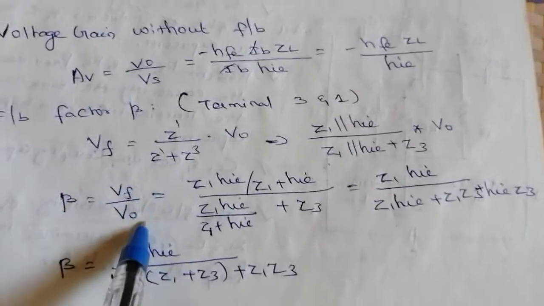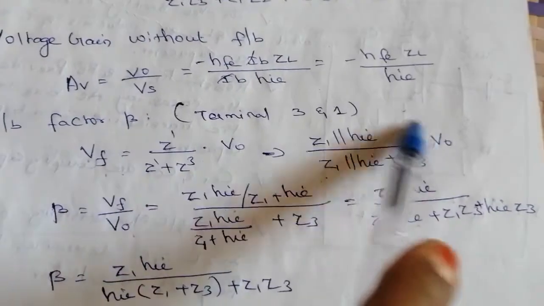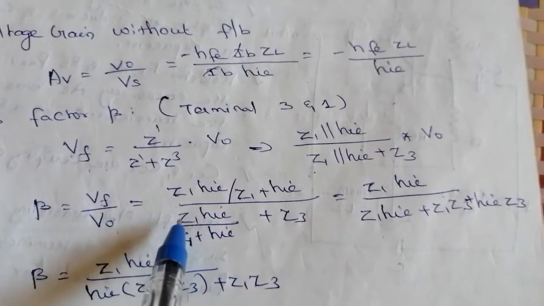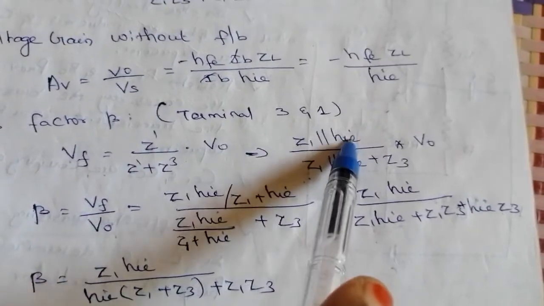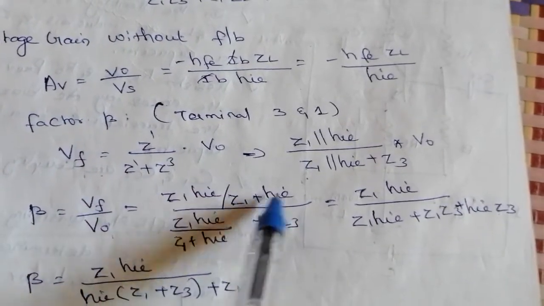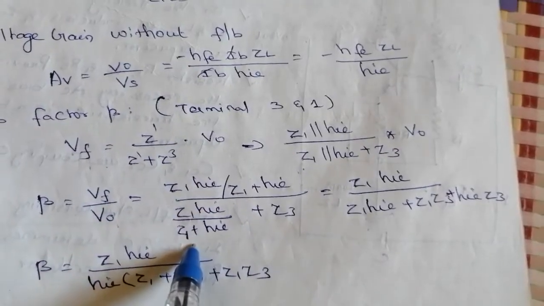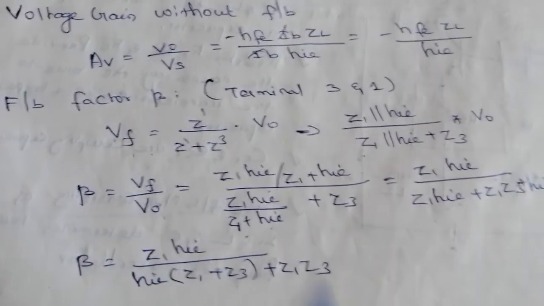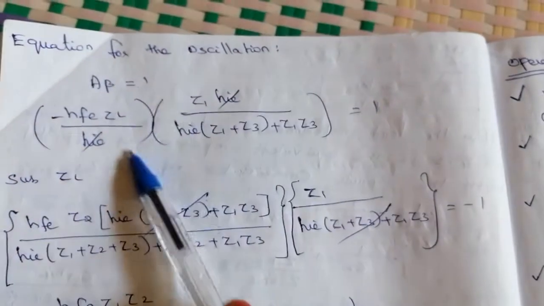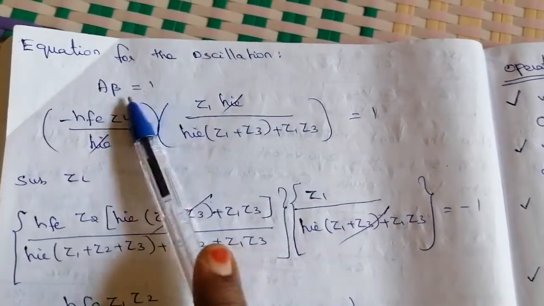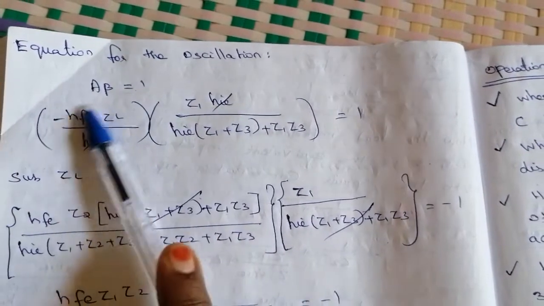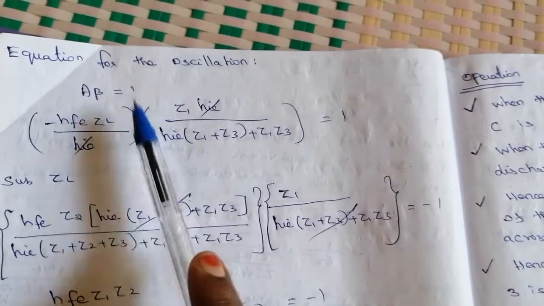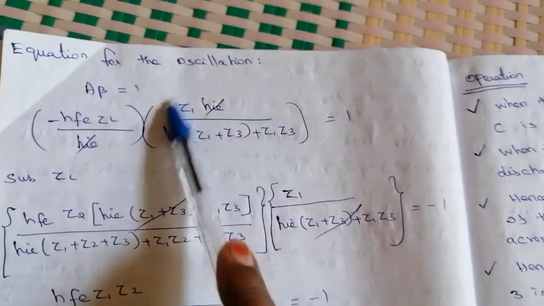Beta equal to Vf by V0. So already we know Vf, and this term and V0 cancel. Right? Z1 parallel hie is nothing but Z1 into hie divided by Z1 plus hie, divided by Z1 hie over Z1 plus hie, plus Z3. Now take this LCM and simplify, we get the beta value like this. So the equation for the oscillation is A beta equal to 1, that is nothing but the Barkhausen criterion. We know the voltage gain value A, that is V0 by Vs, which we already derived, and beta also we derived.